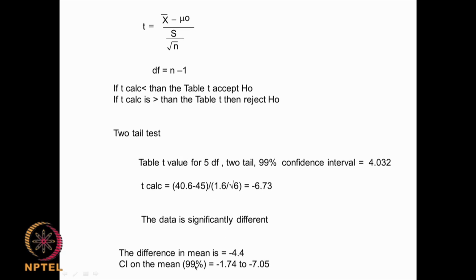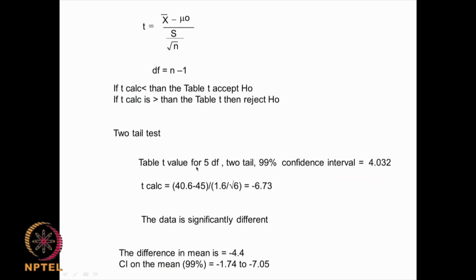So, confidence interval on the mean. Obviously, it is t times S divided by square root of n. T is for 5 degrees of freedom. So, we get this, and then S over square root of n. So, we get a confidence interval on the mean as this. The difference in the mean is this, and the confidence interval on the mean is this.